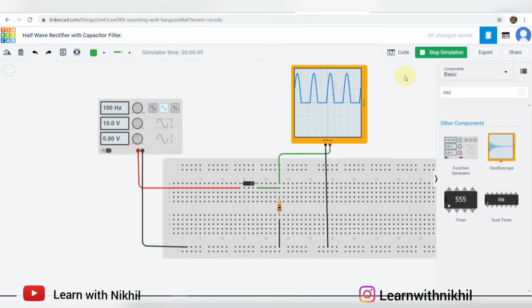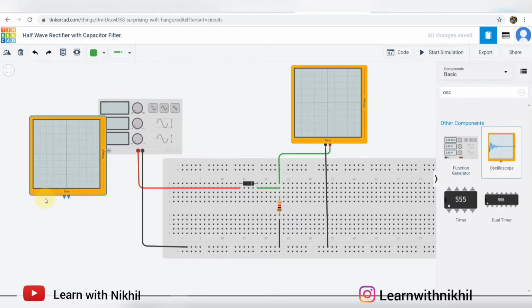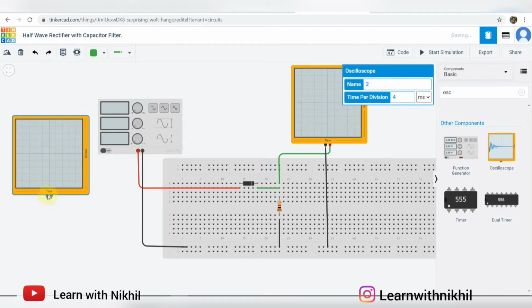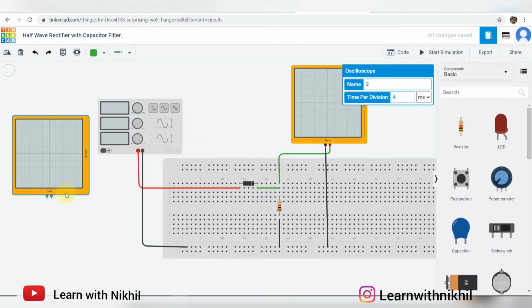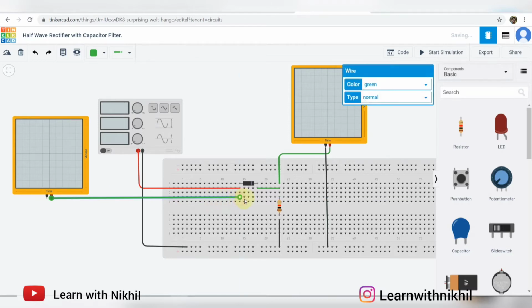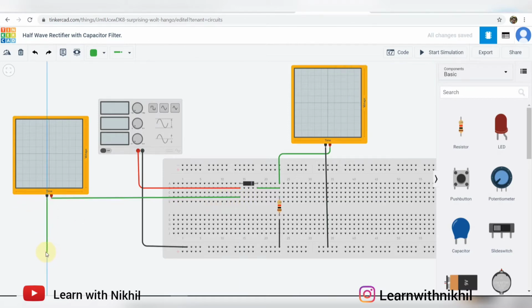Now, to understand in a much better way, I'll get one more oscilloscope which will measure the input. I'll change its time per division also to 4, and I'll attach this to the input side. On the left side of the diode I'll attach it. The positive terminal, I'll attach it here, and the negative terminal, same, I'll attach to the ground.